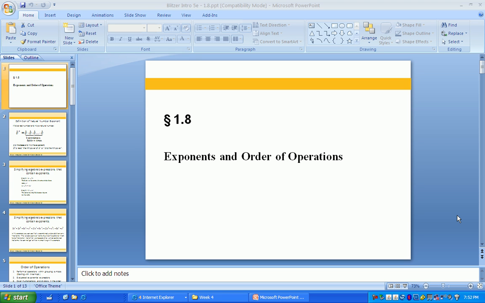Okay everybody, now we're going to talk about section 1.8, and this is the only section we'll be covering this week. The other thing you'll be responsible for is getting ready for the chapter 1 exam through the chapter 1 review. But in section 1.8 we're going to cover a really important topic, and you may or may not have seen this before, but we're going to be talking about exponents and order of operations.